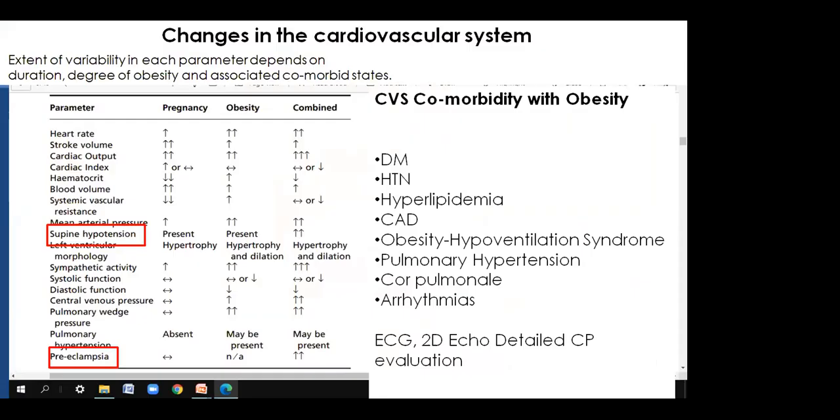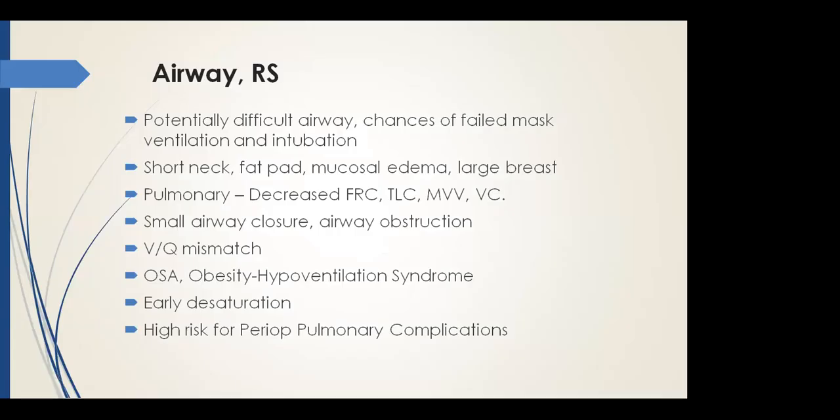CVS faces the major brunt, as supine hypertension syndrome is extremely exaggerated, and so is the incidence of preeclampsia. In addition, chances of cardiac comorbidities like coronary artery disease and arrhythmias are increased almost tenfold. Hence, if time permits in elective cases, detailed cardiovascular evaluation should be done in these patients.